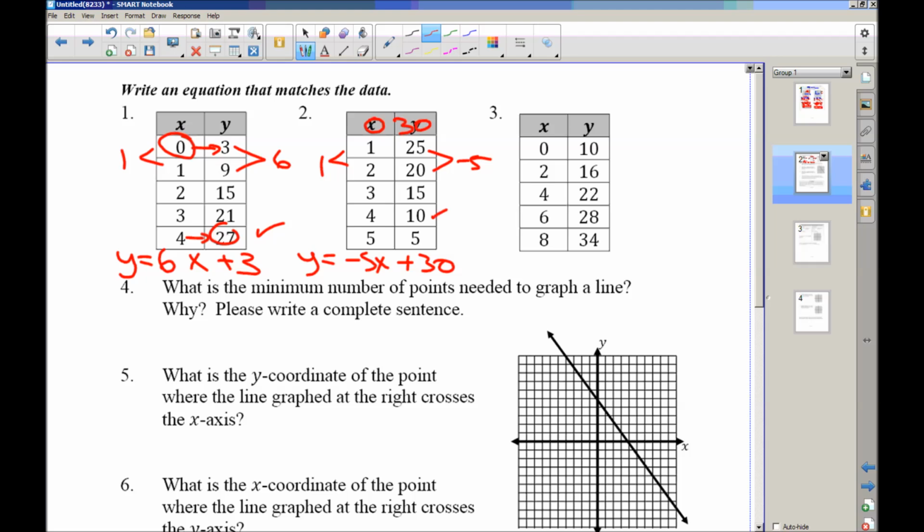Okay, pick a point to check. So I'm going to pick 4 here. So the input 4 makes -20 plus 30, which is the output 10, so it did work. Okay, and then our last one here.